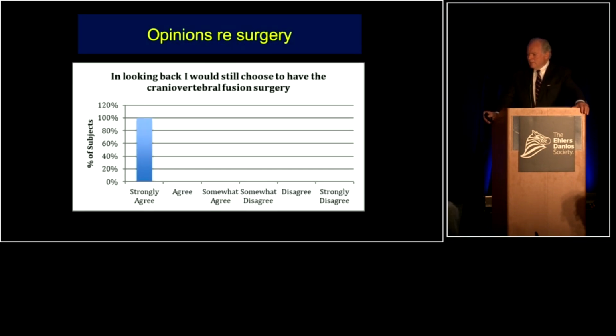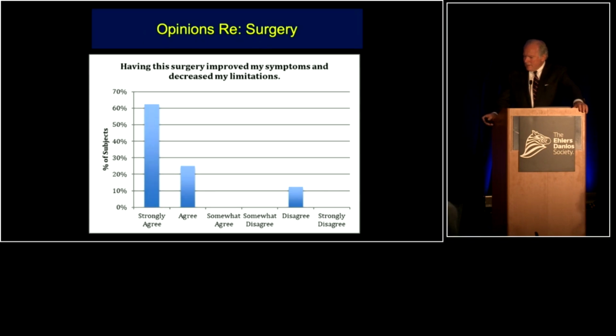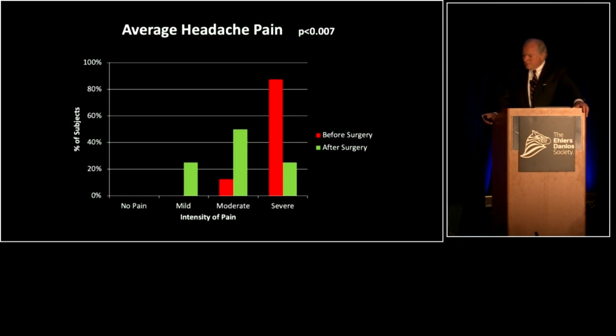So of the patients who have sent their data back in, all of them strongly agreed that they would choose to have, and that should read, atlanto-axial fusion surgery. Having this surgery improved my symptoms and decreased my limitations. One of the patients disagreed because of the presence of many other conditions.